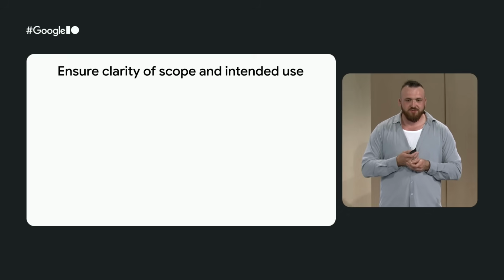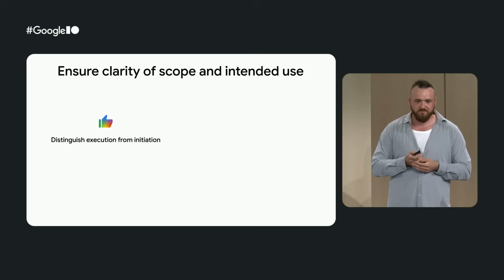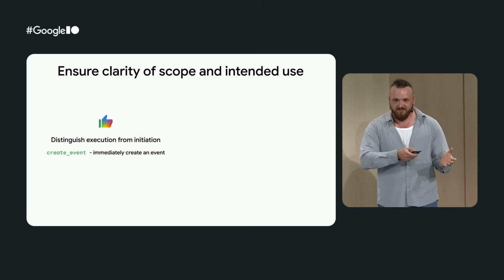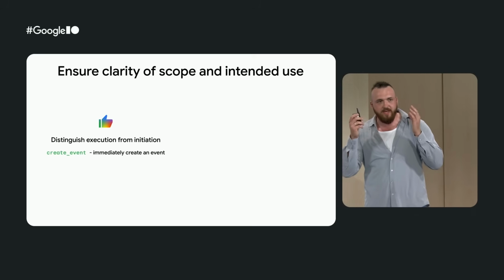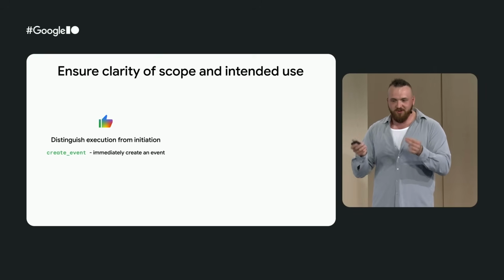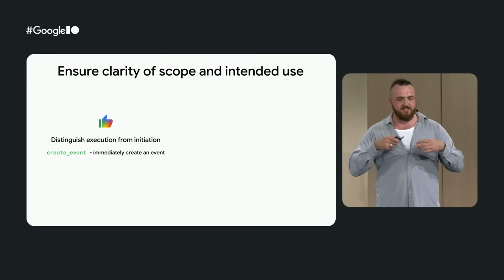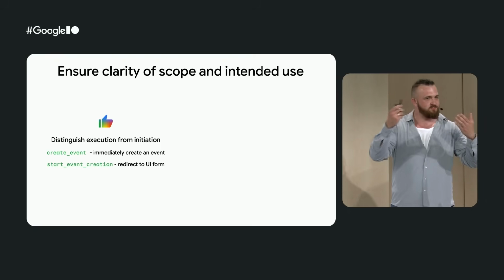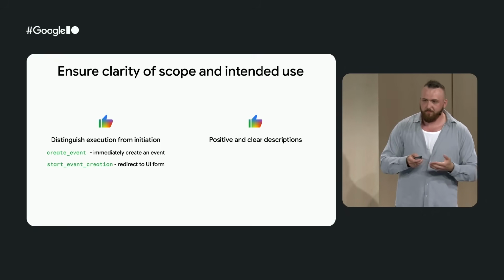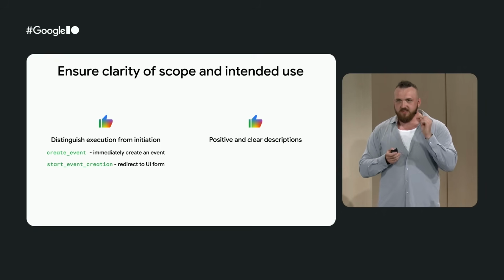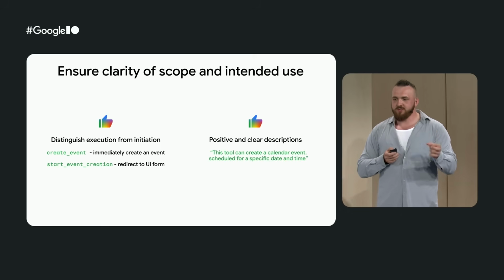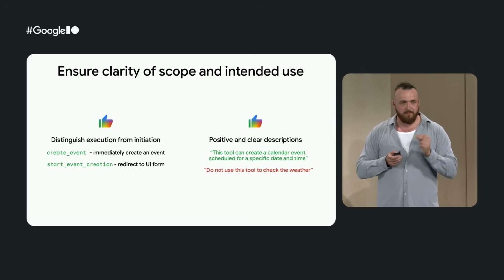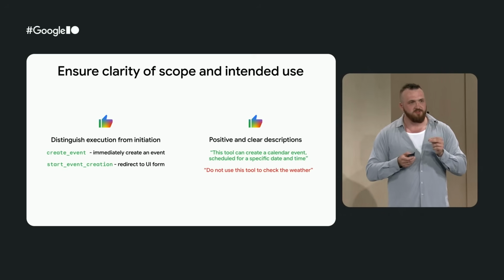Number one, ensure clarity of scope and intended use. We have to distinguish execution from initiation. For example, if you want to create an event immediately, the tool should be called create event. But if you want to start the process of creating an event, it should be called start event creation, and potentially redirect to a UI form. Give positive and clear descriptions. So this tool can create a calendar event scheduled for a specific date and time. In the bad example: do not use this tool to check the weather.